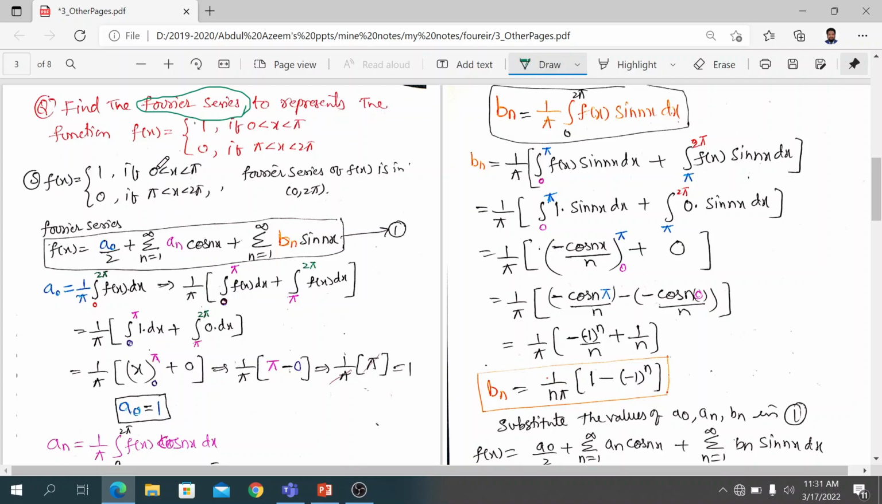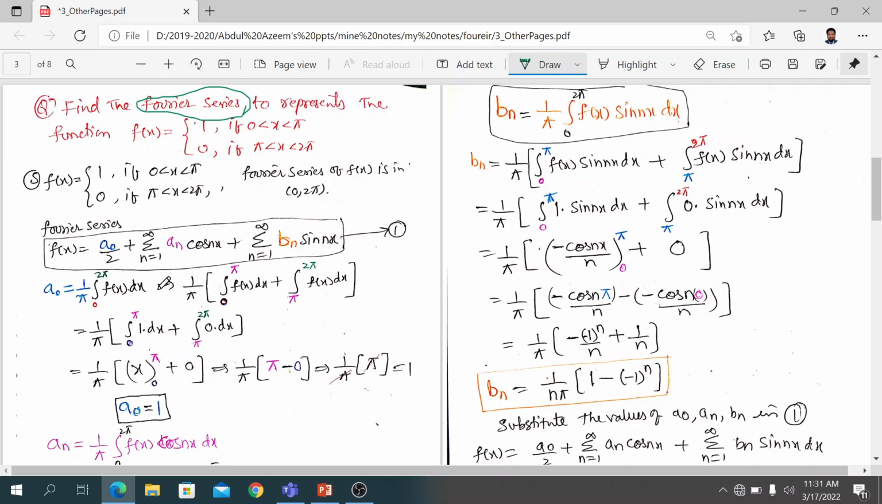Here the limit starts with 0 and 2 pi. So the Fourier series of f of x is in 0 to 2 pi. Since it is Fourier series they are asking, the Fourier series formula is this one: f of x is a naught by 2 plus sigma n is equal to 1 to infinity an cos nx plus sigma n is equal to 1 to infinity bn sin nx. Mark it as first equation.